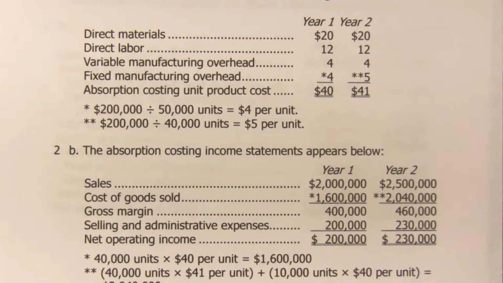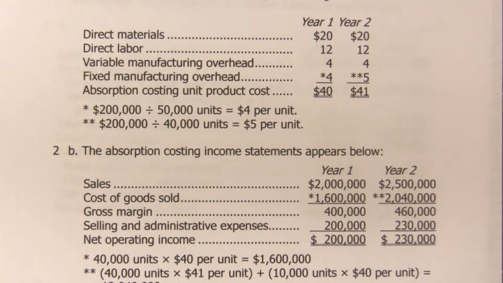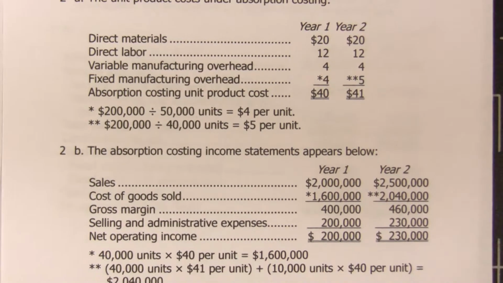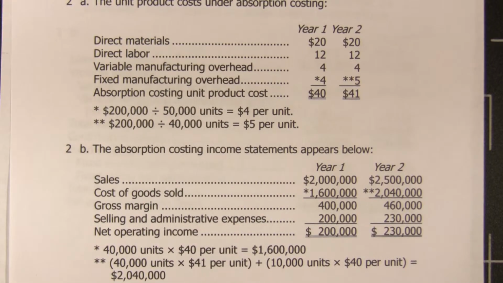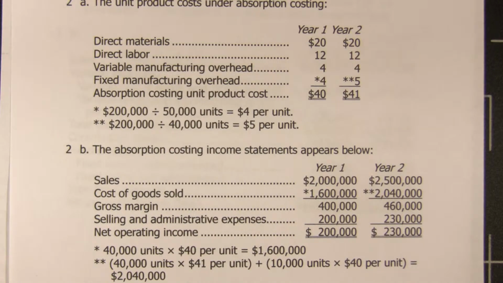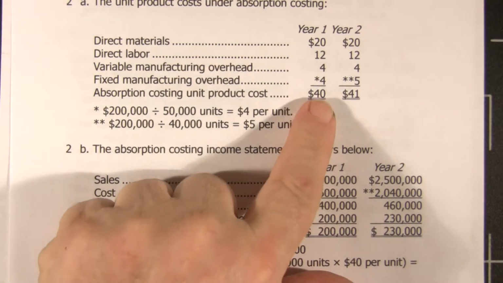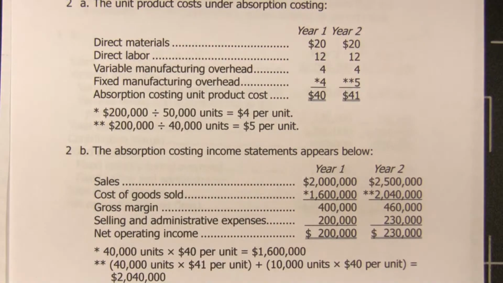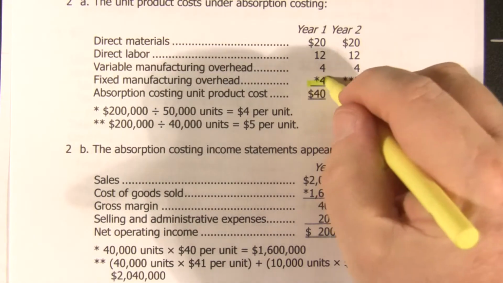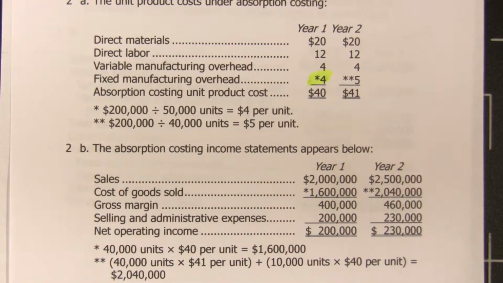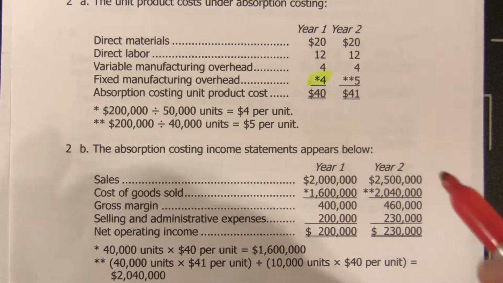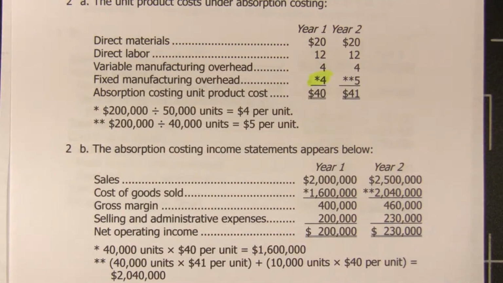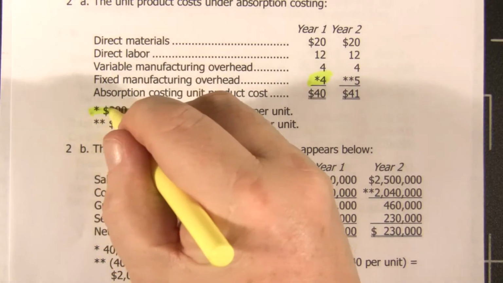Okay. First, let's take a look at the unit costs because they're a little different, because we have more fixed manufacturing overhead in the first year, because while the fixed manufacturing overhead remained the same, when we divided it by 50,000, our production the first year, it was $4 a unit. And that's the 200,000 divided by 50,000. Okay? That's how we came up with that. Right here.